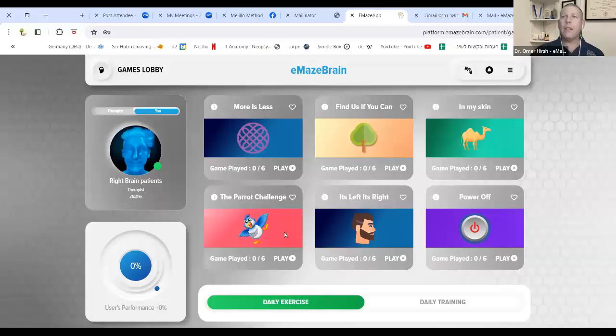Now, there is one caveat here. If I played more is less, and we'll do it in a second, I'm just not going to play it all the way, this will show up as 1 out of 6. Now, I can't play this again until all these 6 games are 1 out of 6, right? So I have to play all these games before I can do it again. And again, this is designed so that someone doesn't just play the same game over and over again. Again, we want them to get different games and different skills. But in the office, you may want to give them several games and play around with it. And one kid may get this game, the other kid may get that game.